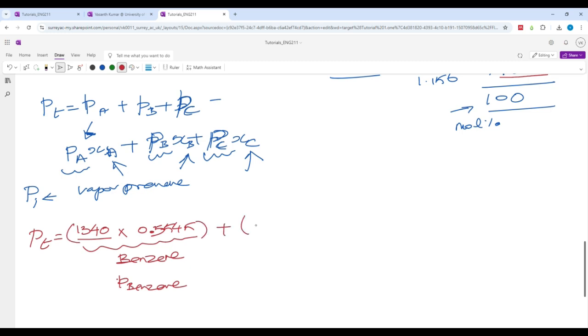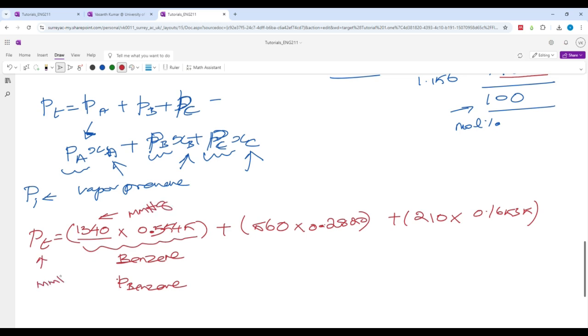plus 560, that's the vapor pressure of toluene, multiplied by the mole fraction of toluene, 0.2820, plus the vapor pressure of xylene, which we know is 210 from the table, multiplied by the mole fraction of xylene in the solution, that's 0.1635. And note that we are expressing pressure in millimeters of mercury, which means your PT should be in millimeters of mercury.